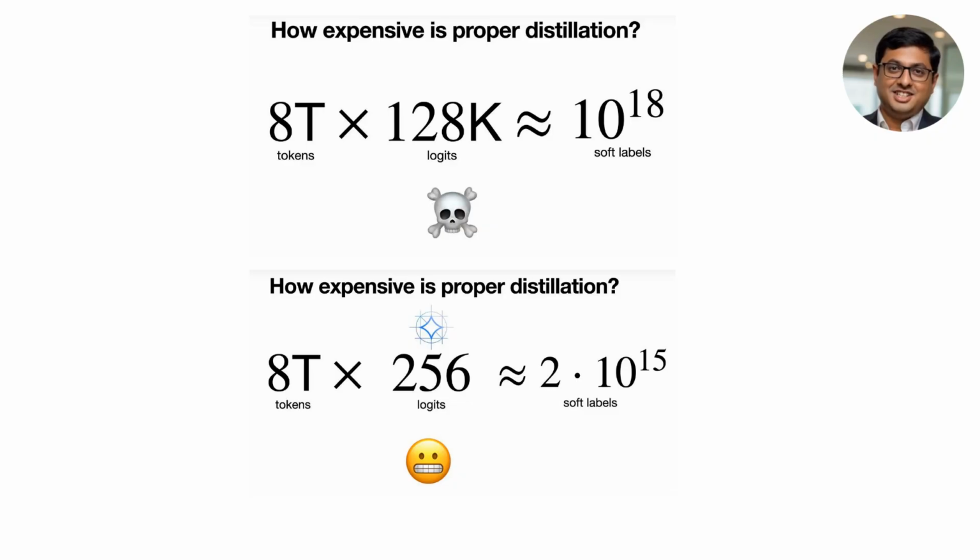Any soft labels other than the top 256 are zeroed out. This leads to soft labels of around 10 to the power 15 values. This is more manageable, but still massive, so it's likely these soft labels are computed on the fly and then immediately discarded.